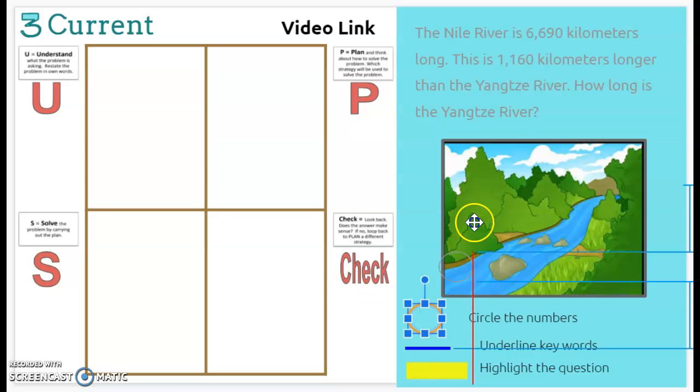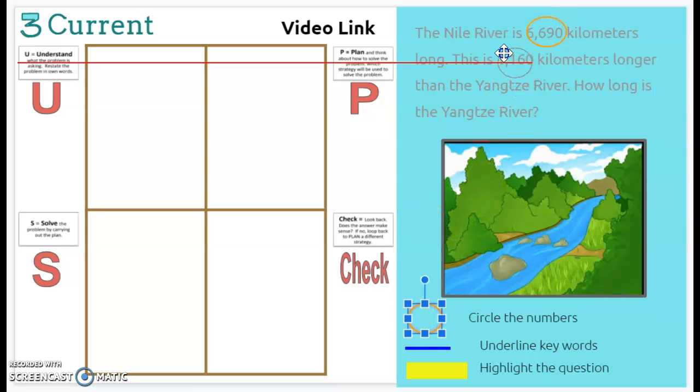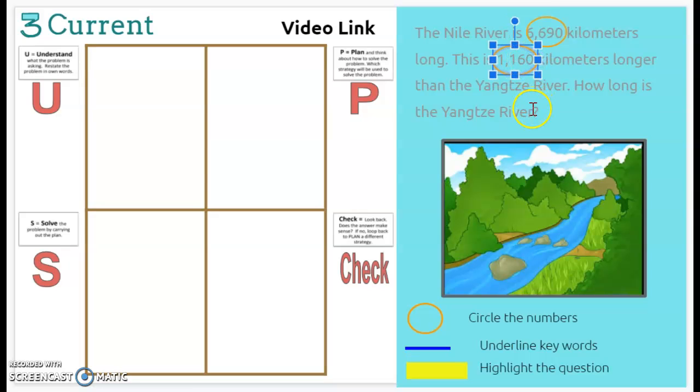All right, so we are going to circle our numbers, and these circles really aren't that big, so I'm going to make it just a little bit wider, so hopefully we can still see it. Put it here at the edge, and then stretch it out just a little bit. Okay, then I'm going to do my keywords. This is how kilometers long.